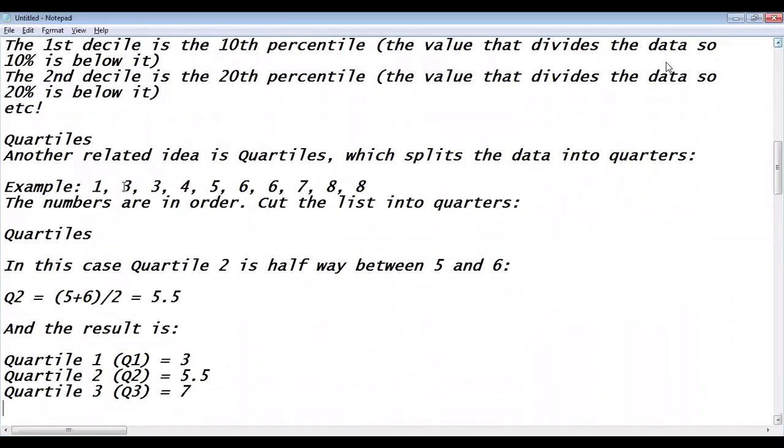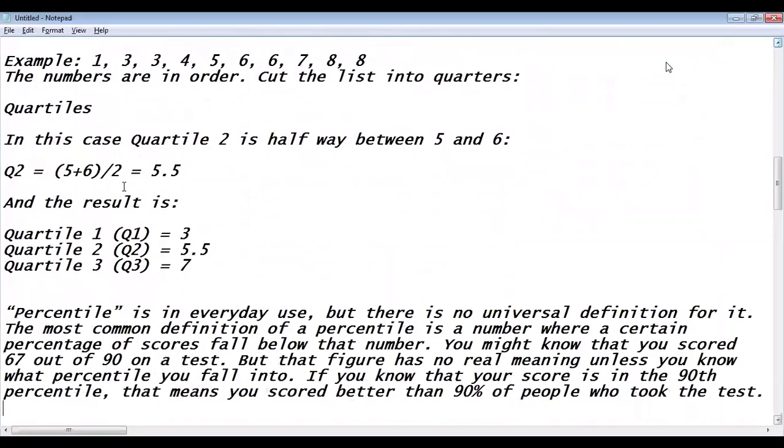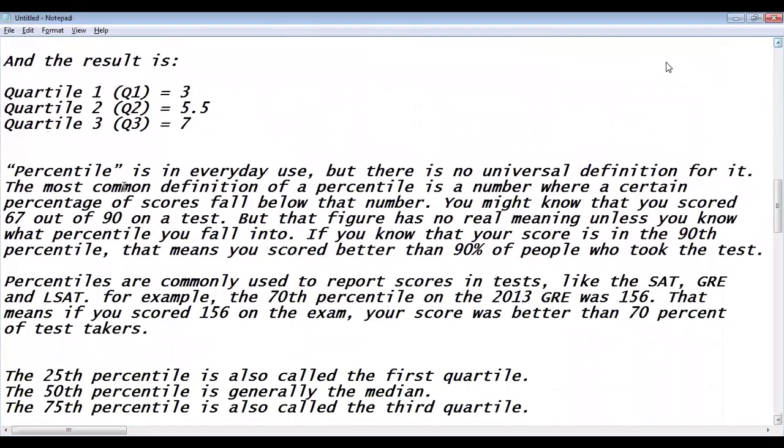You can see the examples of quartiles. Next, we will do some very basic examples. Then we will start with the example of how to find the percentile for the given rank. All right.